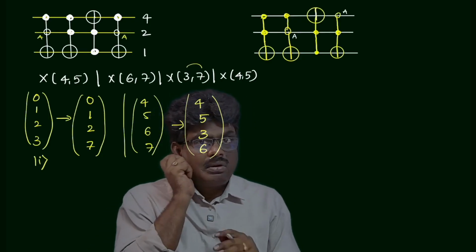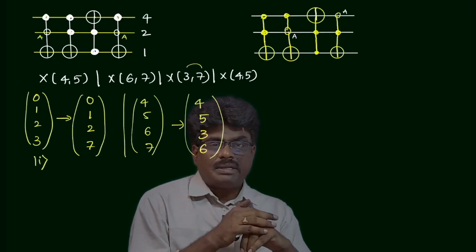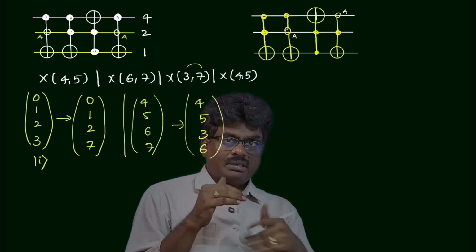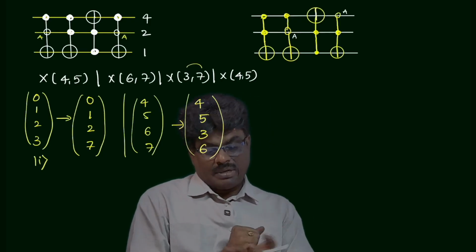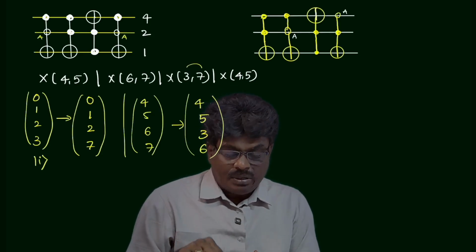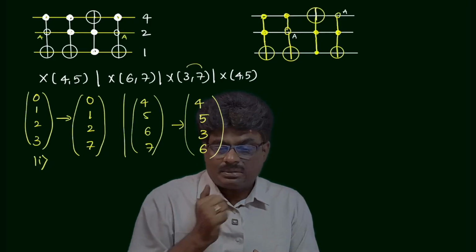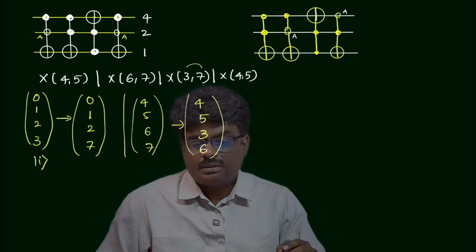Okay, so in the output state also, no state will be repeated. That is the indication. If any number is repeated, maybe you have made a mistake. So that means what I'm saying is 0, 1, 2, 7, 4, 5, 3, 6. No state will be repeated again. Okay, all right.